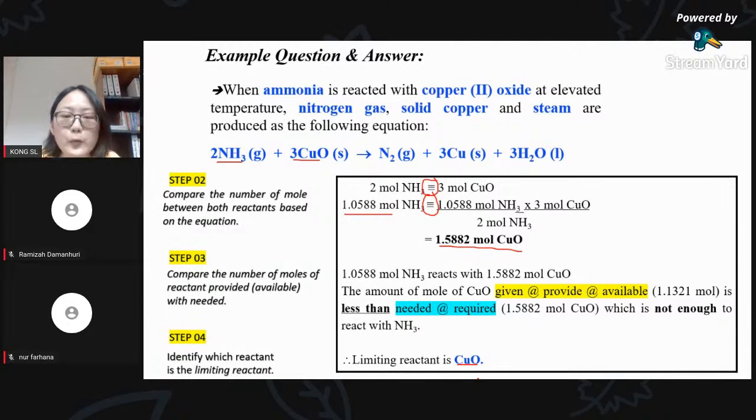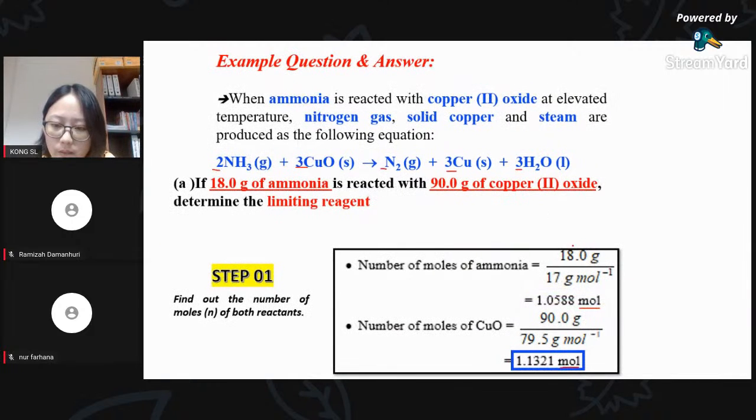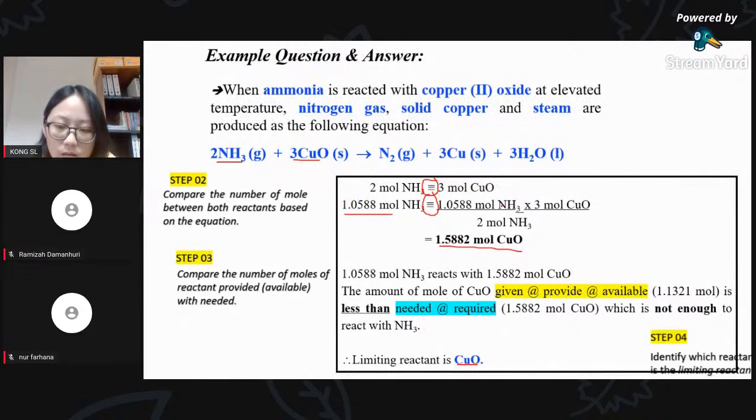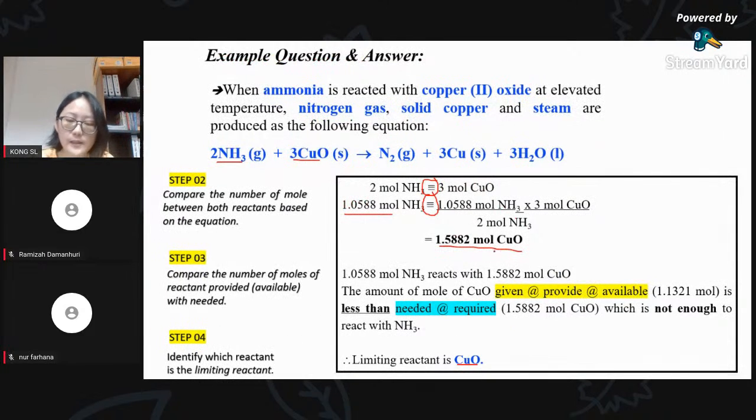Clear? If you twist it, 3 moles of copper oxide is equivalent to 2 moles of ammonia, you also get the same answer, but you will get the excess reactant first. Then only determine the limiting reactant. It's the same way. Okay, the keywords given, provided, available are taken from the question over here. This is the given, provided, available. Depending on the book, different terms are used, but actually it's the same. And then the calculation part is needed or required. Okay.